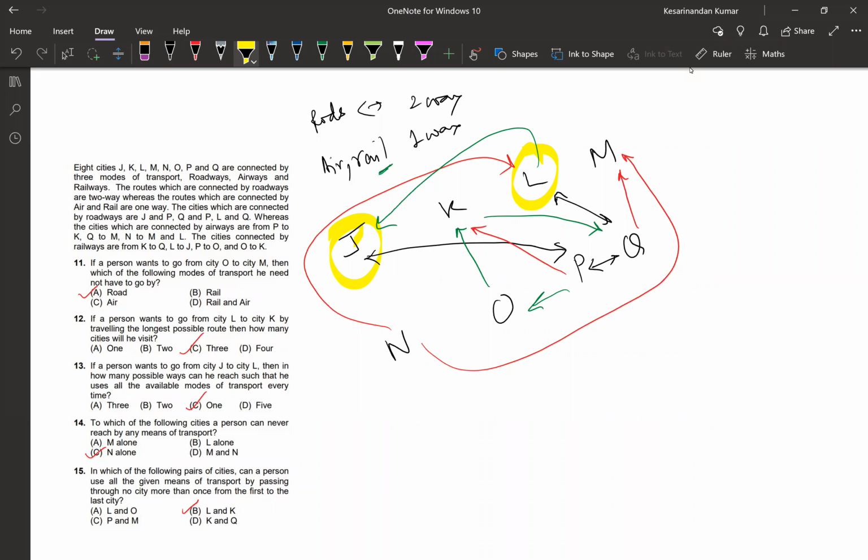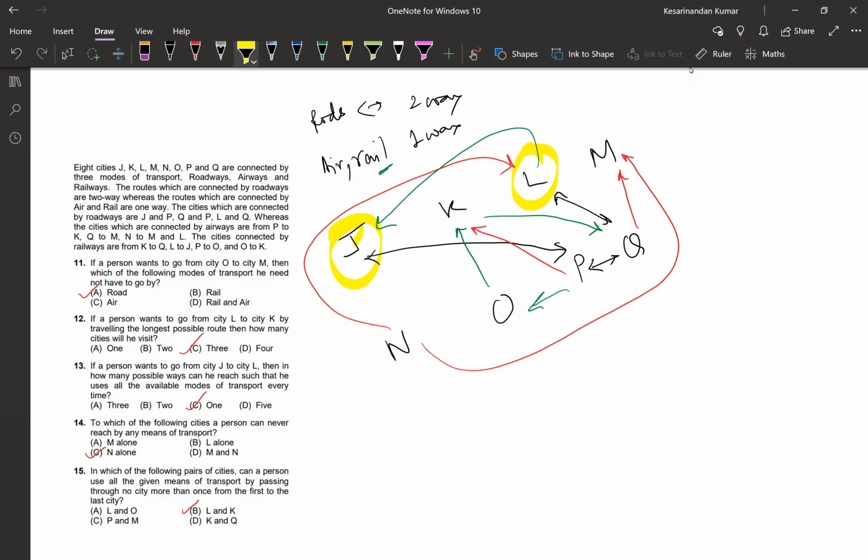13th, a lot of you had this confusion. So basically this is it. Next, to which of the following cities can a person never reach by any means of transport? This was the easiest question, guys, just 2 to 3 seconds if you have the diagram drawn. N is the answer. You cannot reach N through any city. You can only go outside, you cannot reach inside.